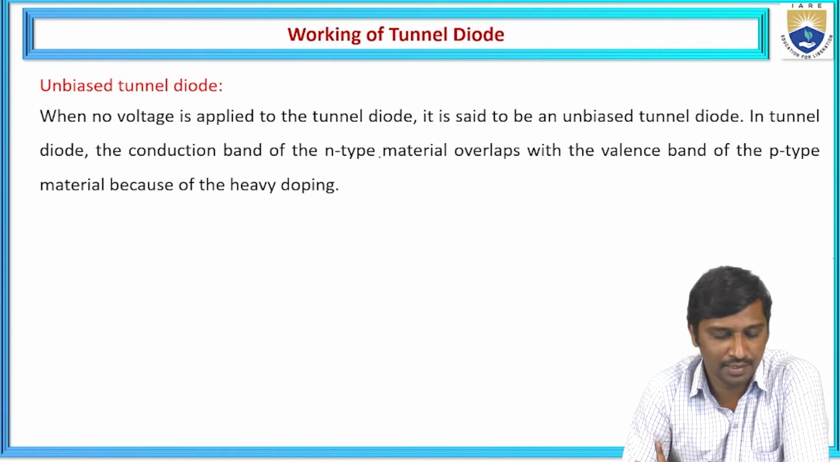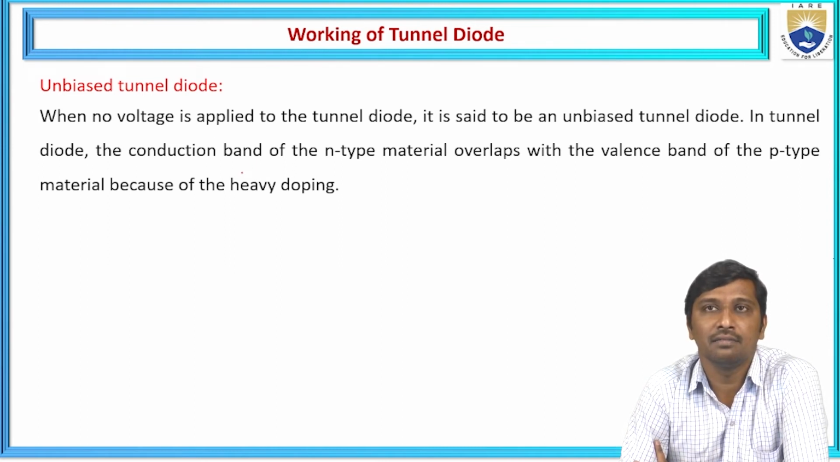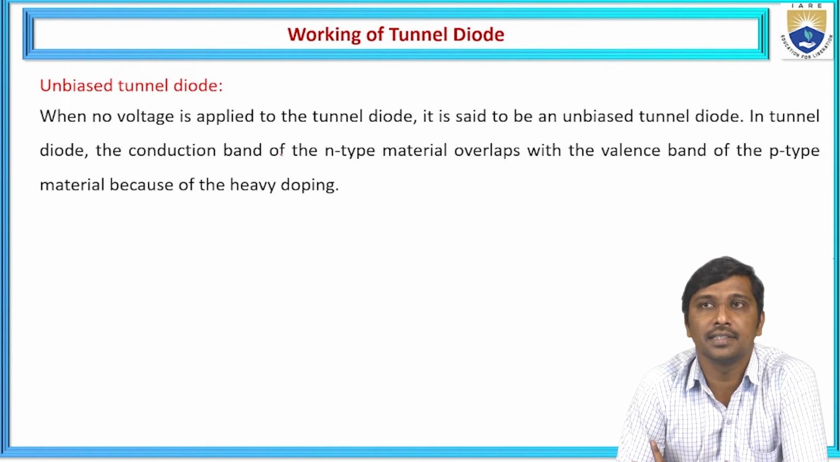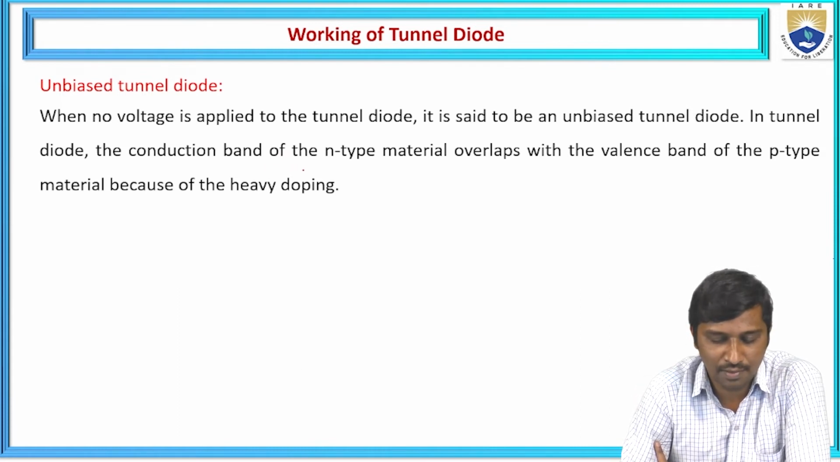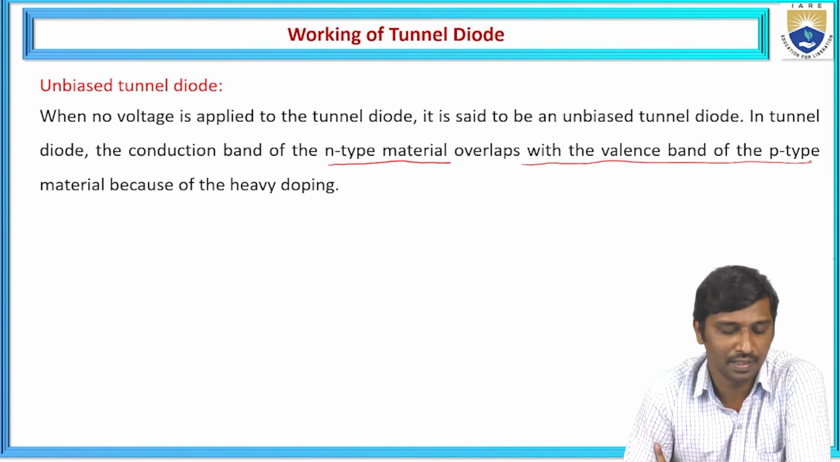But if you take a normal PN junction diode, the Fermi level is always centered between the valency band as well as the conduction band. But in a tunnel diode, we observe that the doping of the impurity concentration is very greatly increased, that is 1 part in 10 to the power of 3. Due to this increase in impurity concentration, the conduction band of the N-type material overlaps with the valency band of the P-type material.